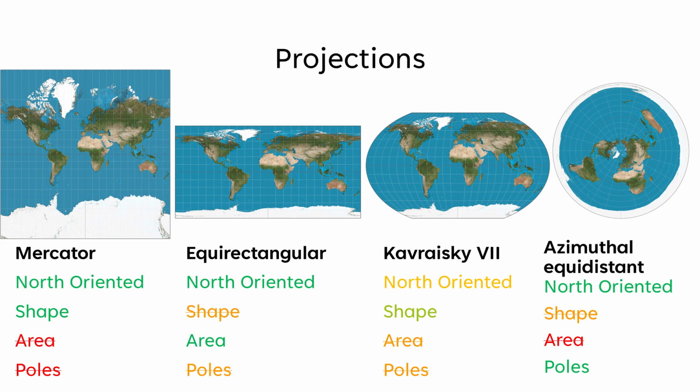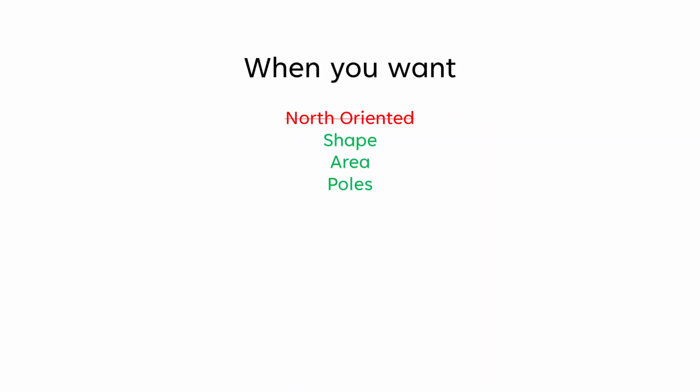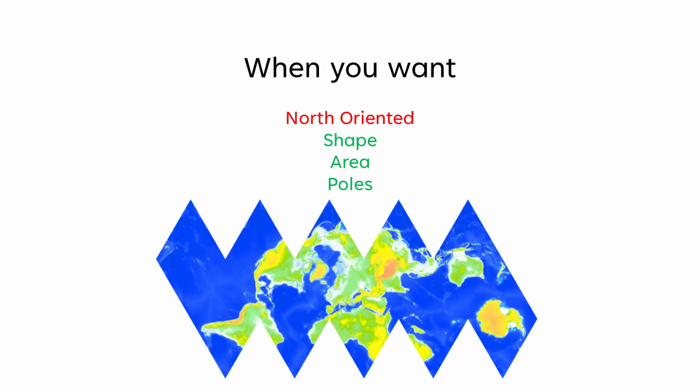Let me show you. Here I have 4 well-known examples, each with their own goal, and each with their best performance and their own concessions. If you do not care about the north orientation and just want a map that is as correct as possible in both area and shape, even at the poles, then this is probably the grid you want. When is that useful? Well, mostly for simulators in meteorology and geophysics, but also if you want to have a seamless spherical map in computer graphics.